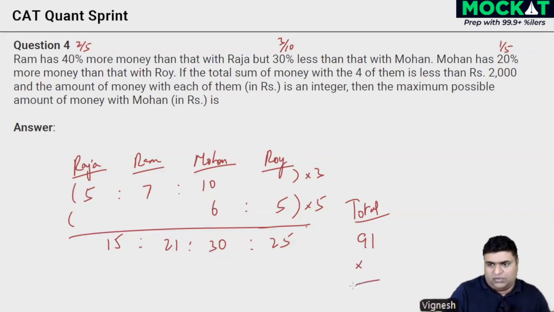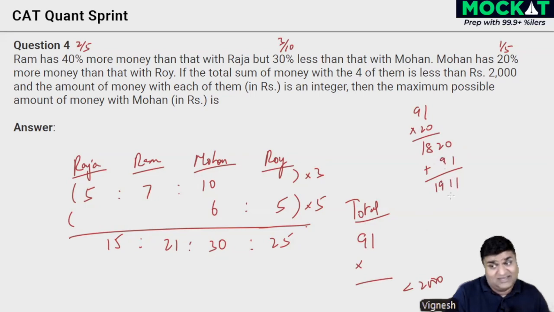Now, the condition over here is 91 into something should be less than 2000, right? So 91 into 20, 2 9s are 18, no? So this comes to 1820, right? 182 and a 0. That's less than 2000. Add one more 91 to the 91 into 20 and we get 1911. We add another 91, it's going to go past 2000, right? So therefore 1911 is where we stop. And 1911 is nothing but 91 into 20 plus another 91.